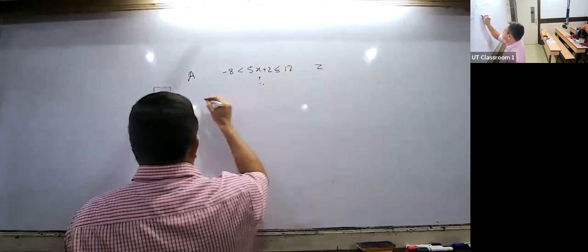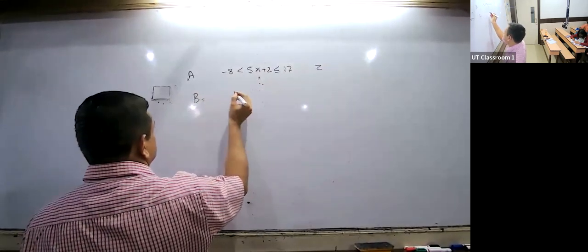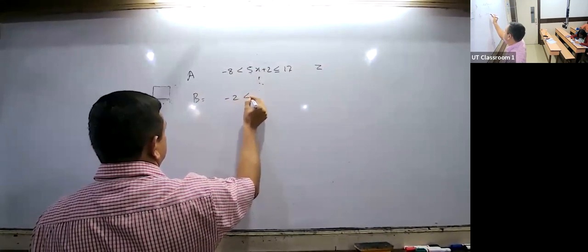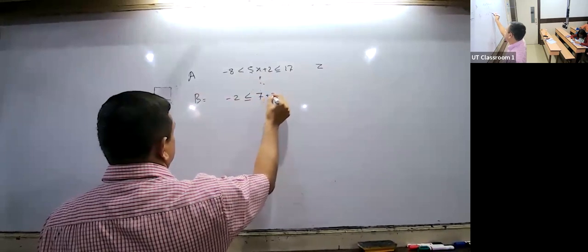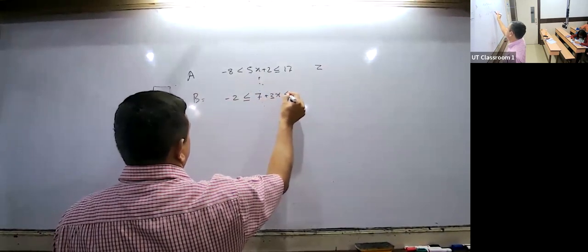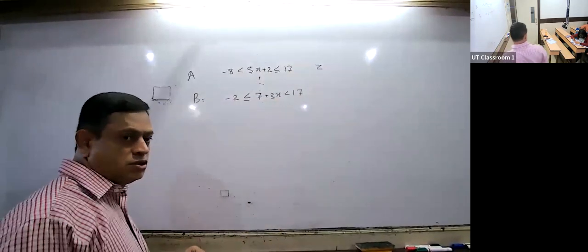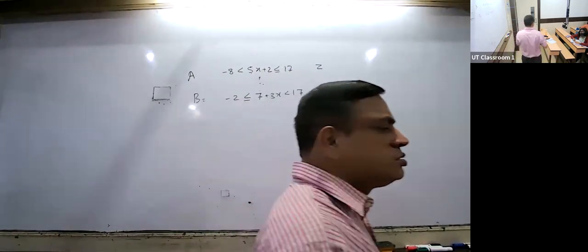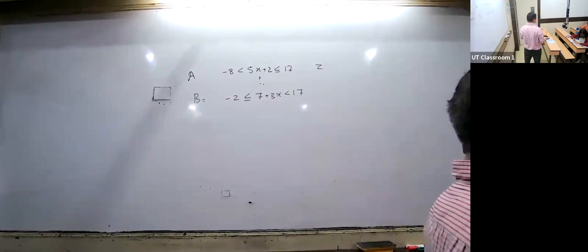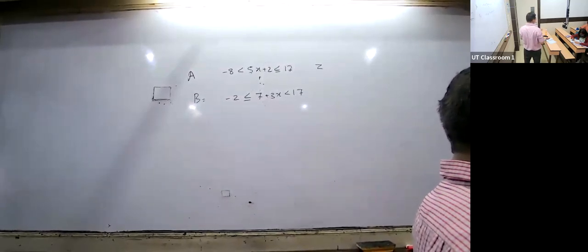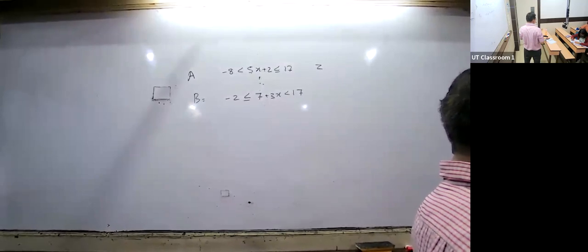B is equal to {x : -2 ≤ 7 + 3x < 17, x ∈ R}, and x belongs to real numbers. One is integers and the other is real numbers. What is the question being asked? Where R is real numbers and I is integers, represent A and B on two different number lines. Write down the elements of A intersection.